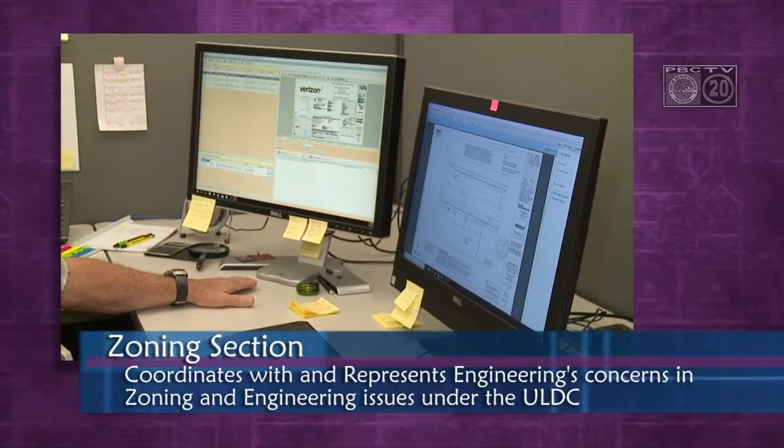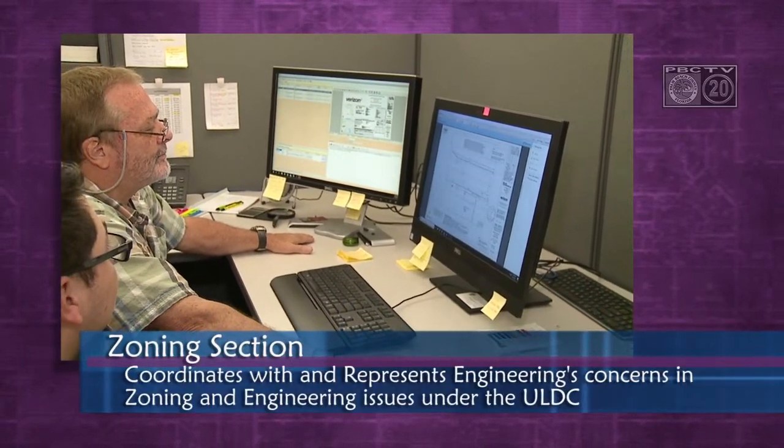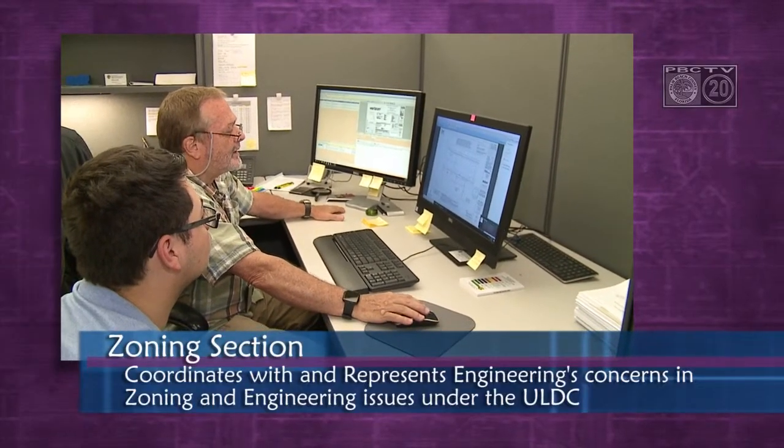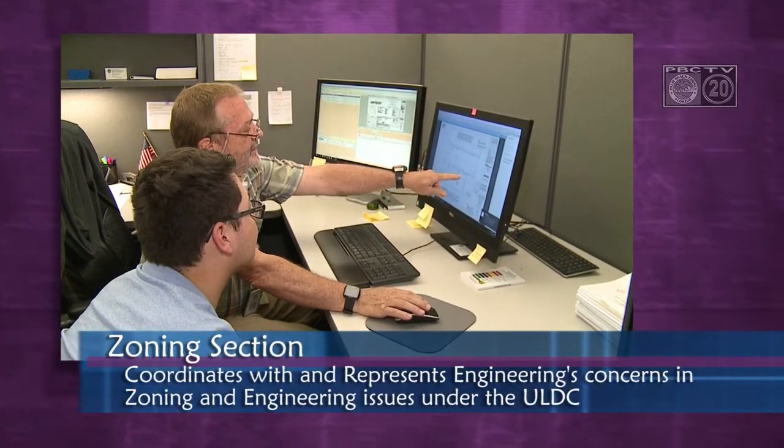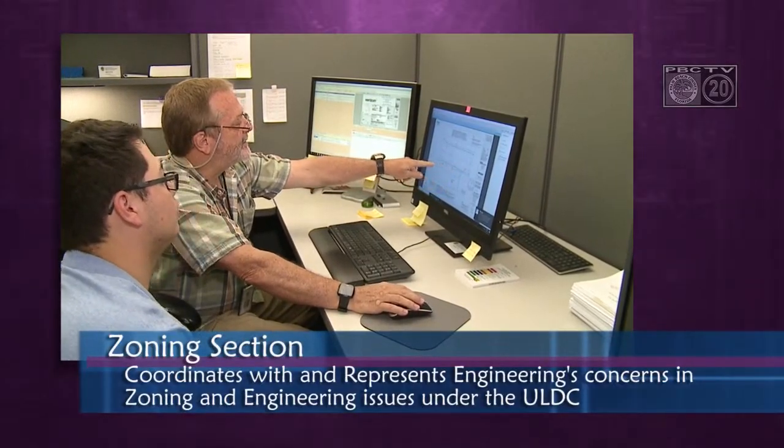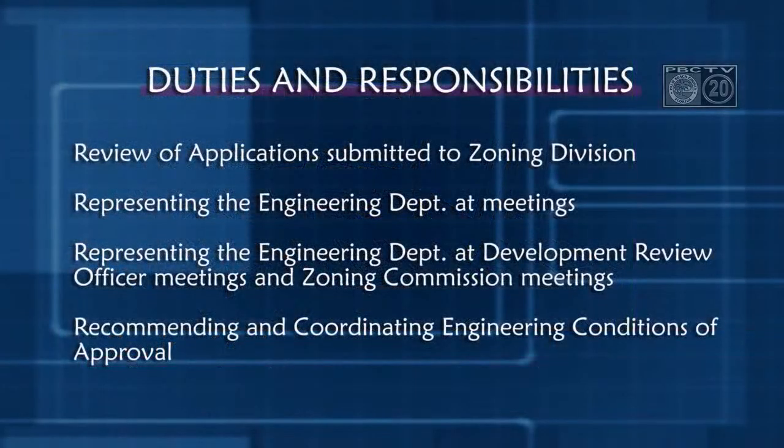Zoning section. The zoning section coordinates with and represents the engineering department's concern with respect to zoning and engineering issues under the Unified Land Development Code, or ULDC. The duties and responsibilities of the division in this regard include, but are not limited to, review of applications submitted to the zoning division, representing the engineering department at meetings pertaining to these petitions, representing the engineering department at development review officer meetings and zoning commission meetings, and recommending and coordinating engineering conditions of approval.